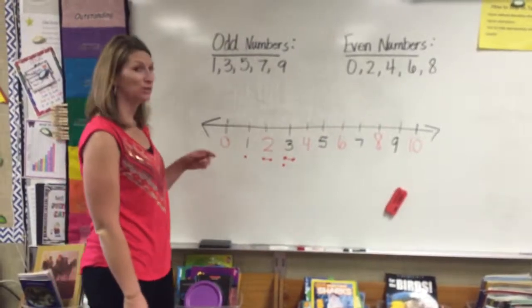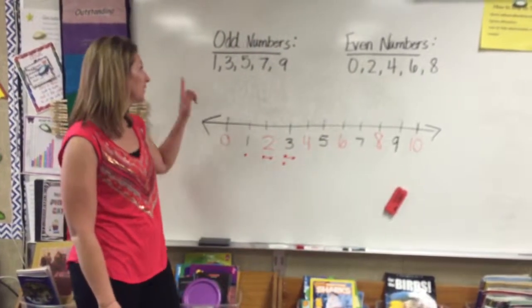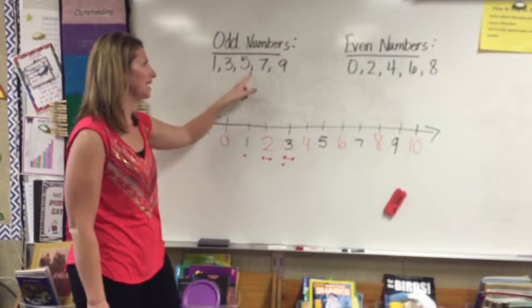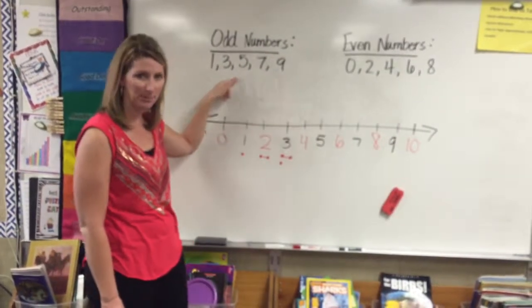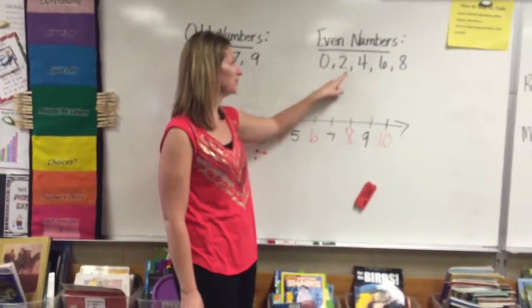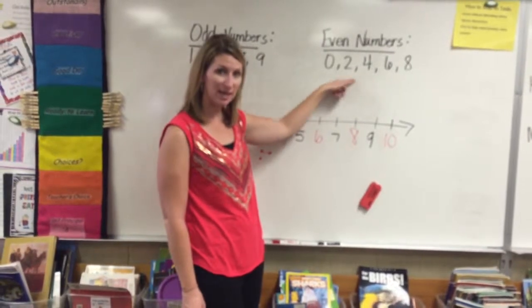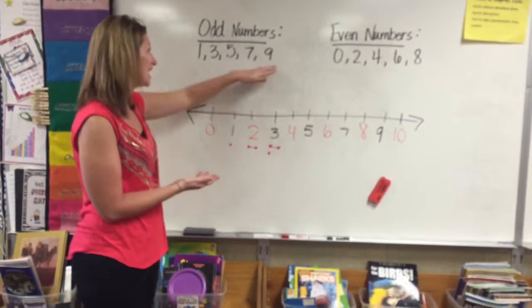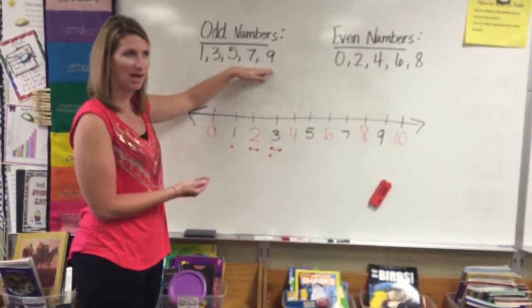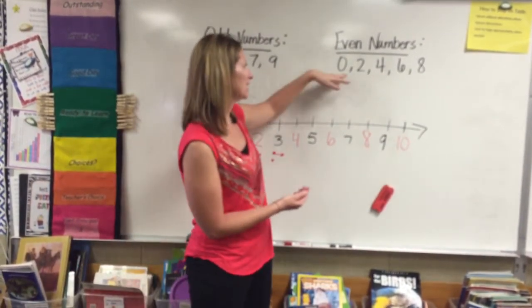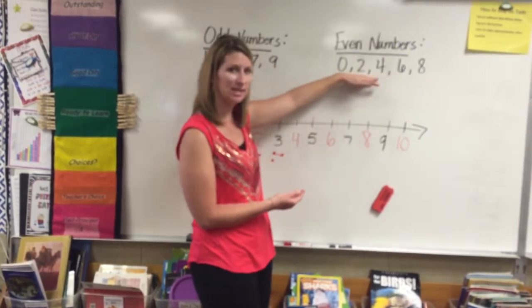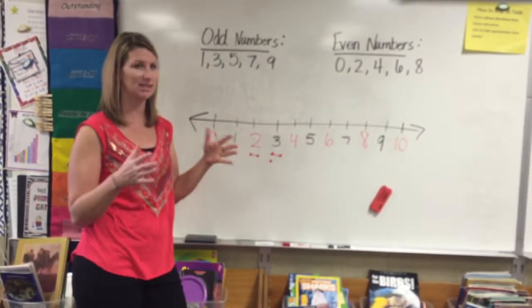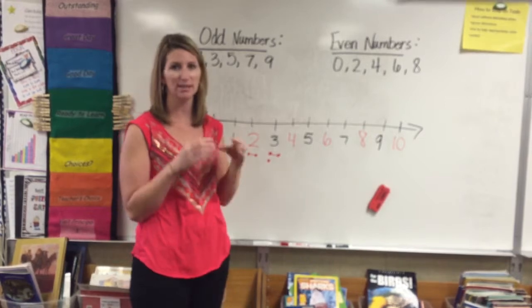Okay, second grade, so when you're working with your numbers today, I want you to remember that 1, 3, 5, 7, and 9 are our odd numbers, and 0, 2, 4, 6, and 8 are our even numbers. And anything that you see in the ones place that ends in any of these numbers is going to be odd or even accordingly. Any number that has a 0, 2, 4, 6, or 8 in the ones place, no matter how big that number is, it's always going to be even because we always look at the ones place.